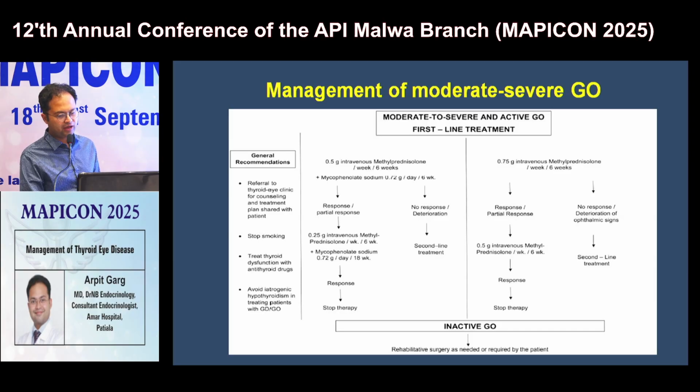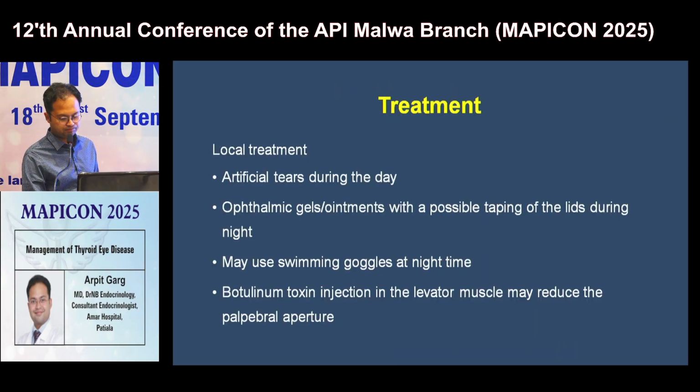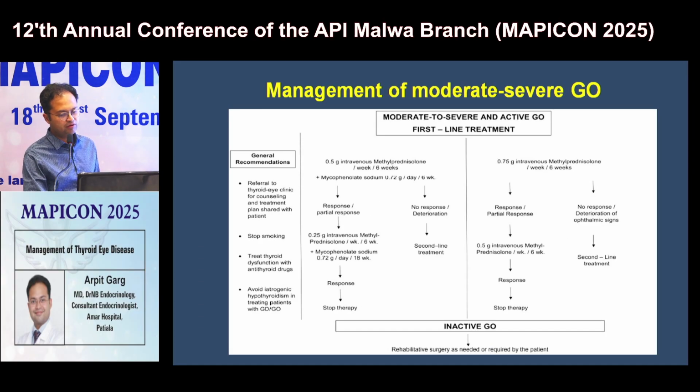So the drugs which we have with us are the steroids, and the IV methylprednisolone is the drug of choice for the treatment of active disease. It is given in a weekly administration. So a cumulative dose of 4.5 grams is given. Initially 0.5 grams weekly is given for 6 weeks along with mycophenolate mofetil, and if response is there, we give an additional dose of 0.25 grams weekly for 6 weeks. So it makes a cumulative dose of 4.5 grams. Once the response is there, then you need to stop the therapy.